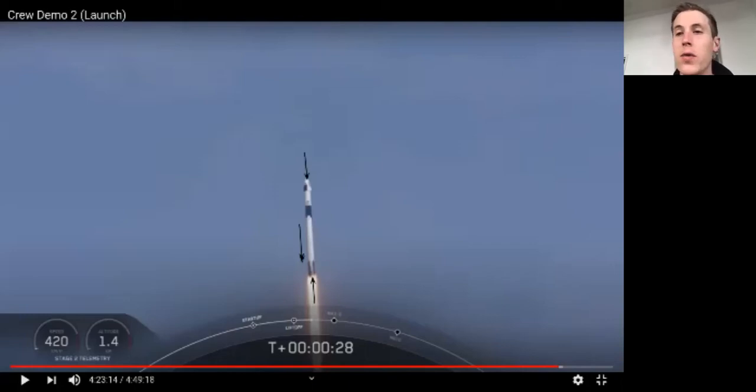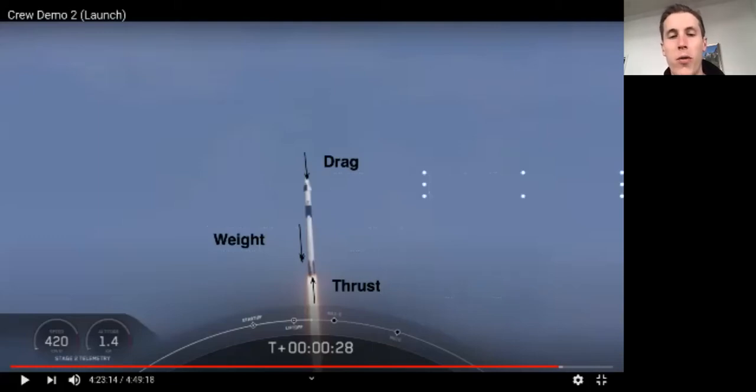Now that drag is new because it was not at liftoff, because the rocket is now moving and moving fast through the atmosphere. So we have drag, we have weight, and we have thrust. So how would we calculate the acceleration of the rocket now?